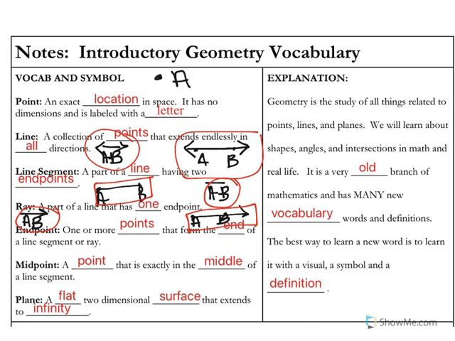An endpoint. An endpoint is one or more points that form the end of a line segment or ray. Well, we don't need to draw that because we've seen them already. This is an endpoint here because it forms the end. This is an endpoint. Here is an endpoint. A ray only has one. A line segment has two.